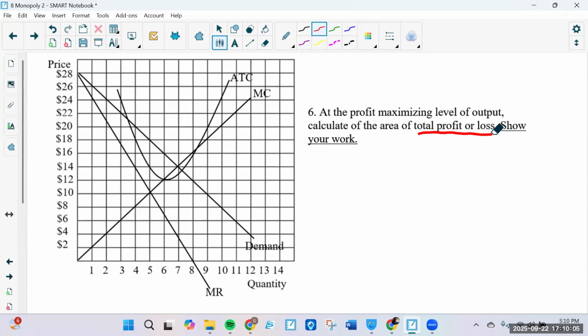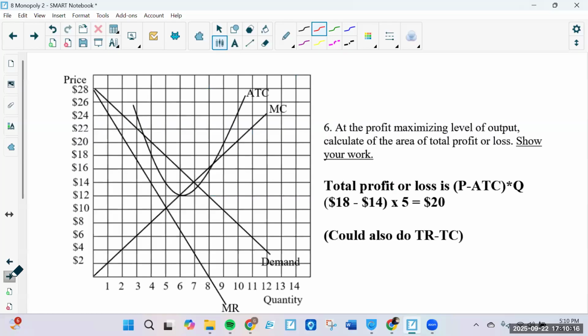And of course, they put profit or loss because some people earlier might have thought they were earning a loss, and of course, they're not earning a loss. Okay. Well, how do we get total? There are two different ways you could do it. You can either do total revenue minus total cost. I'll just draw it in real quick like this. There's your total revenue minus your total cost, right? And that would give you your economic profit. That's your economic profit right there.